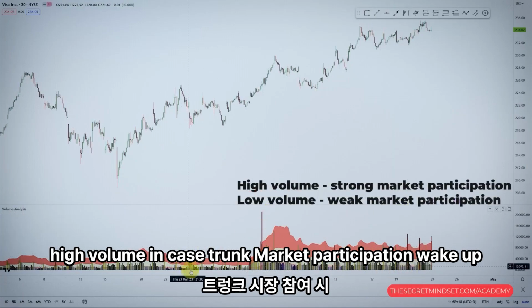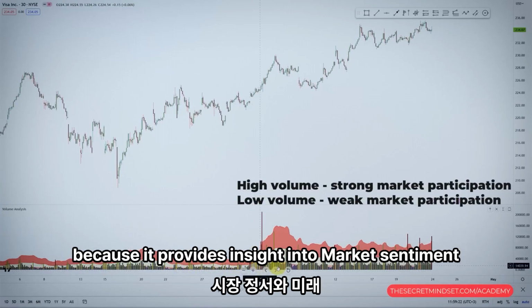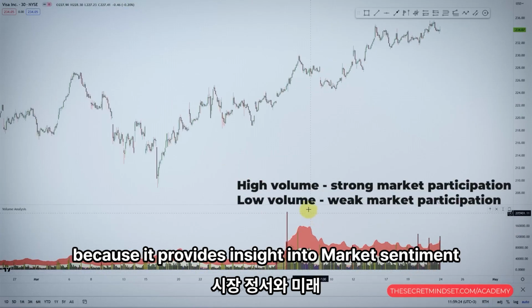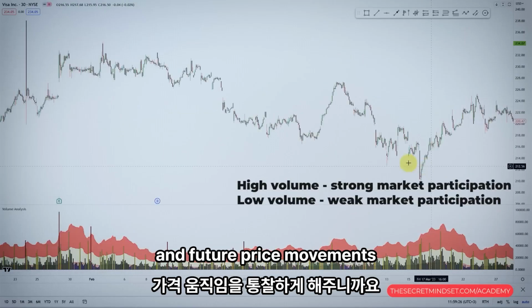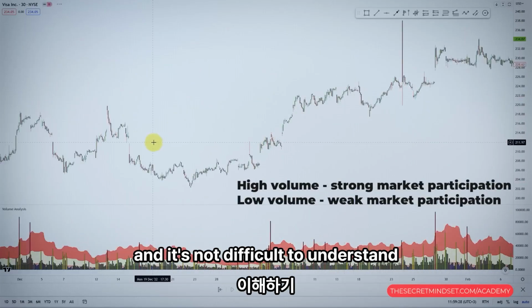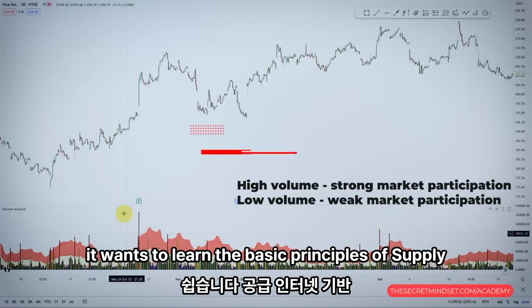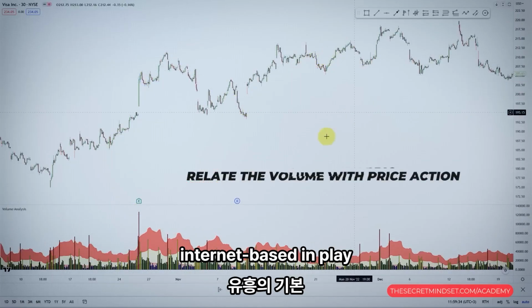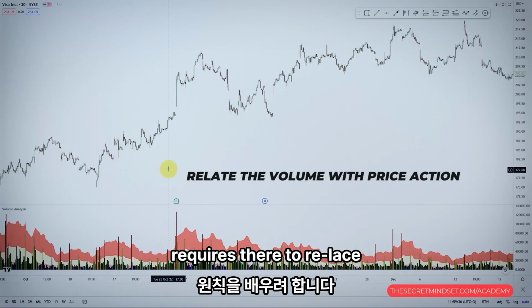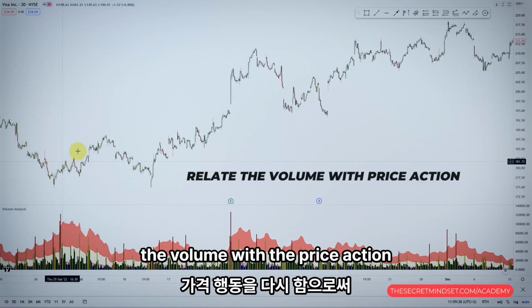...while low volume, weak market participation. Volume is very important because it provides insights into market sentiment and future price movements. And it's not difficult to understand it once you learn the basic principles of supply and demand. This simply requires you to relate the volume with the price action.